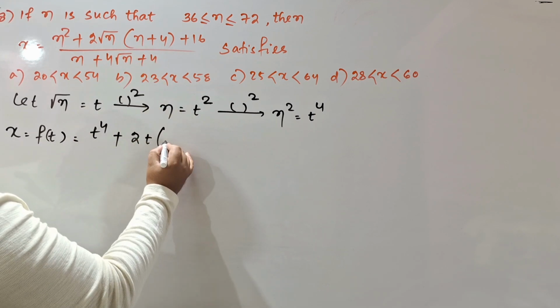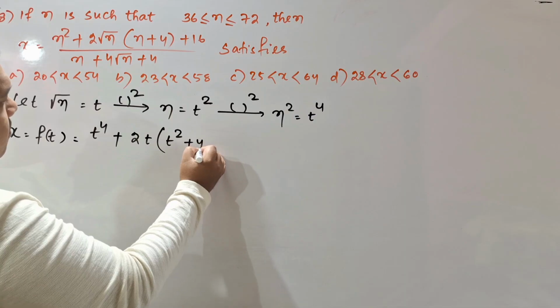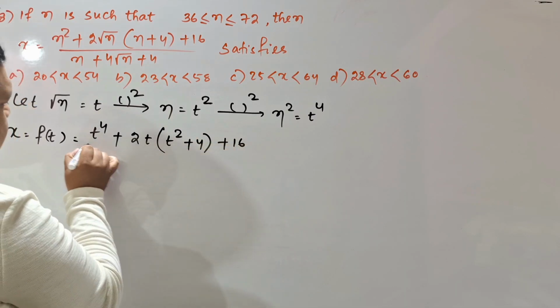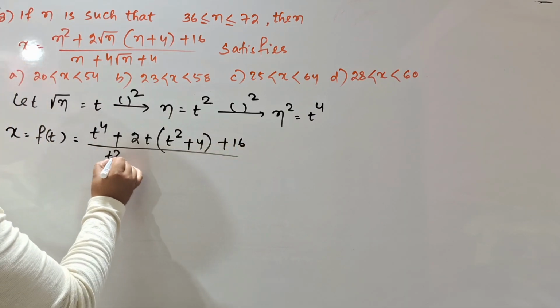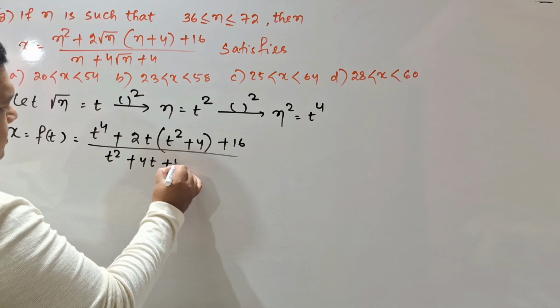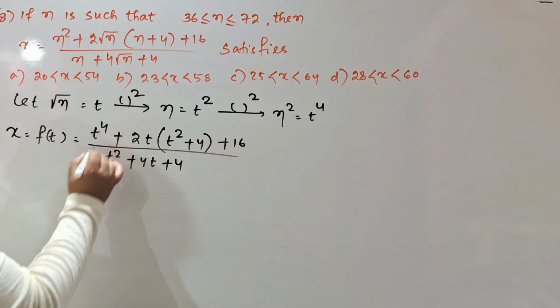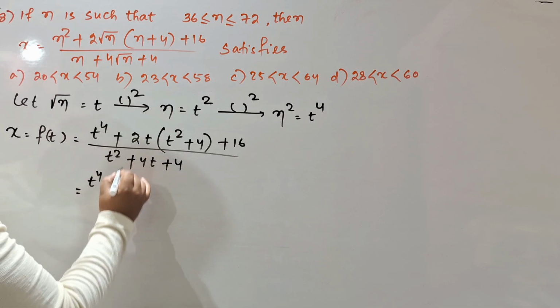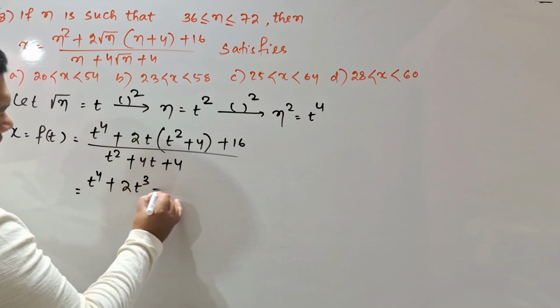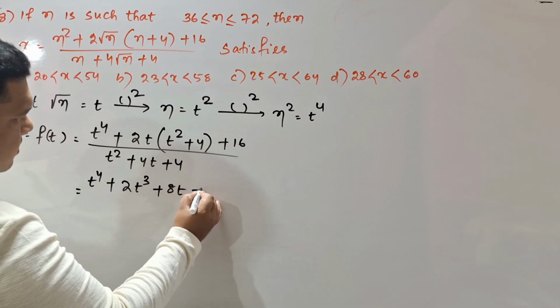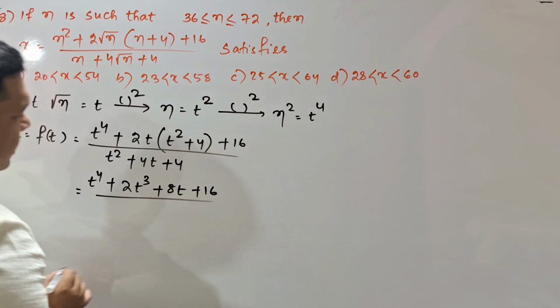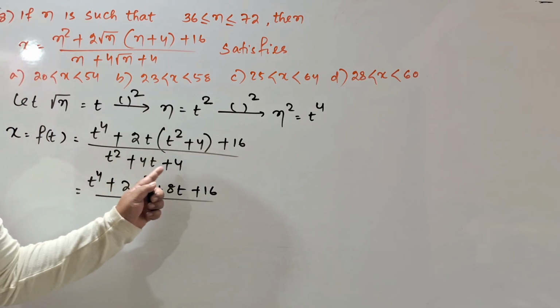In place of n, I write t square plus 4, plus 16 divided by t square plus 4t plus 4. Only simplification, simple algebra. Now if you observe, this is t to the power 4, plus 2t cube plus 8t plus 16, divided by, this is a plus b whole square.